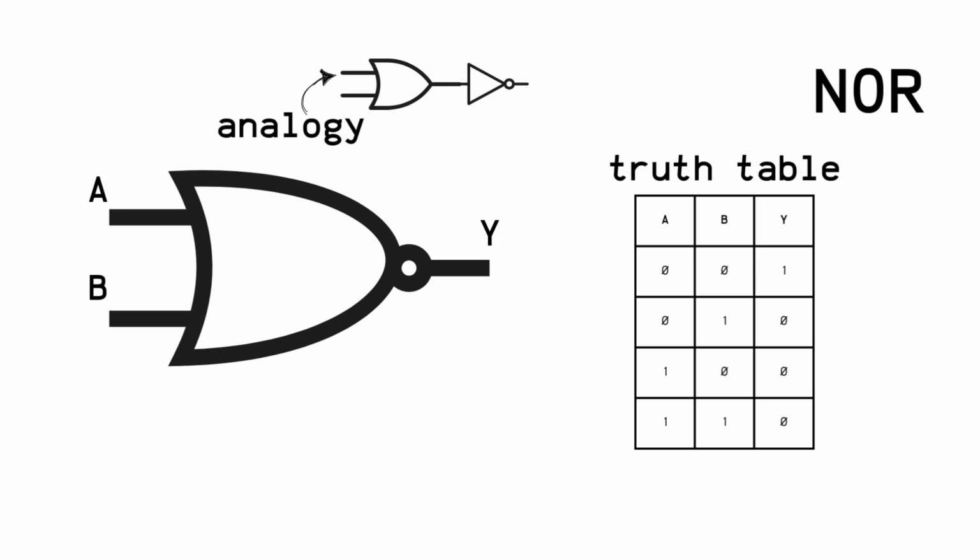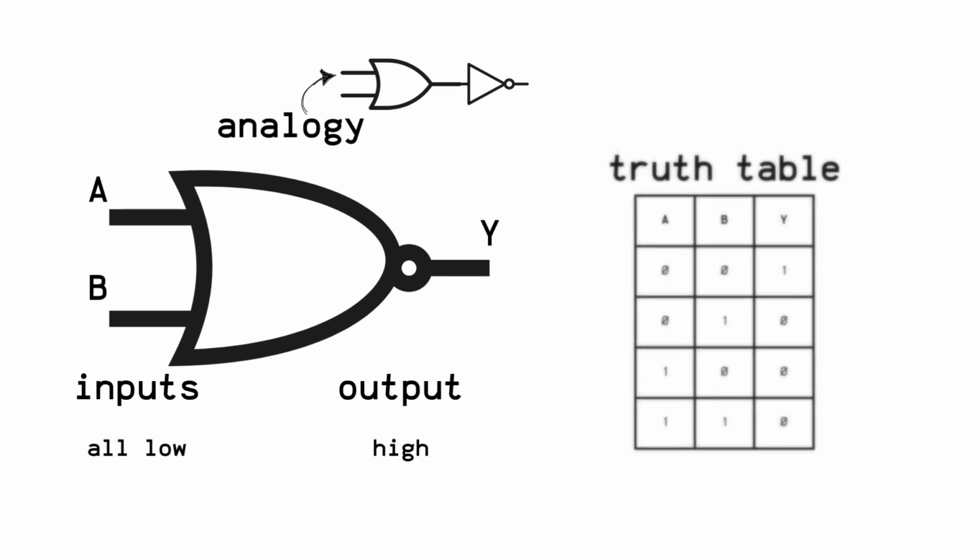NOR gate. This can be imagined as an OR gate in series with a NOT gate. This means that the NOR gate is the opposite of the OR gate. Thus, its output is high only when all inputs are low voltages. If any one of the inputs is high, the output is low.